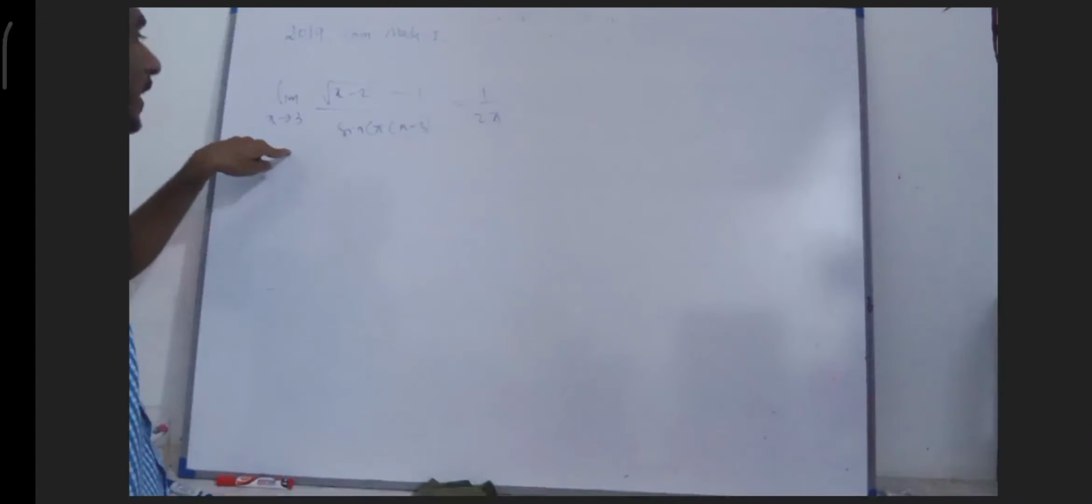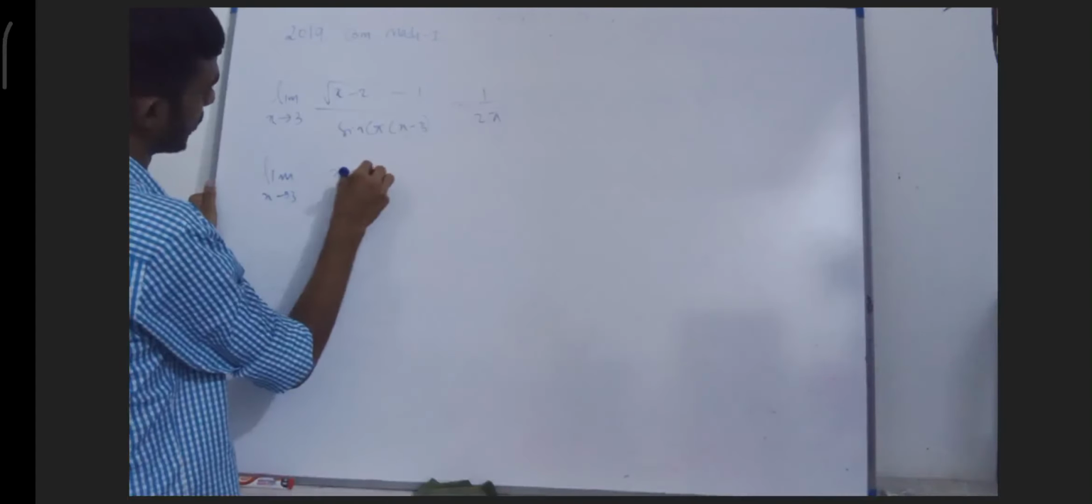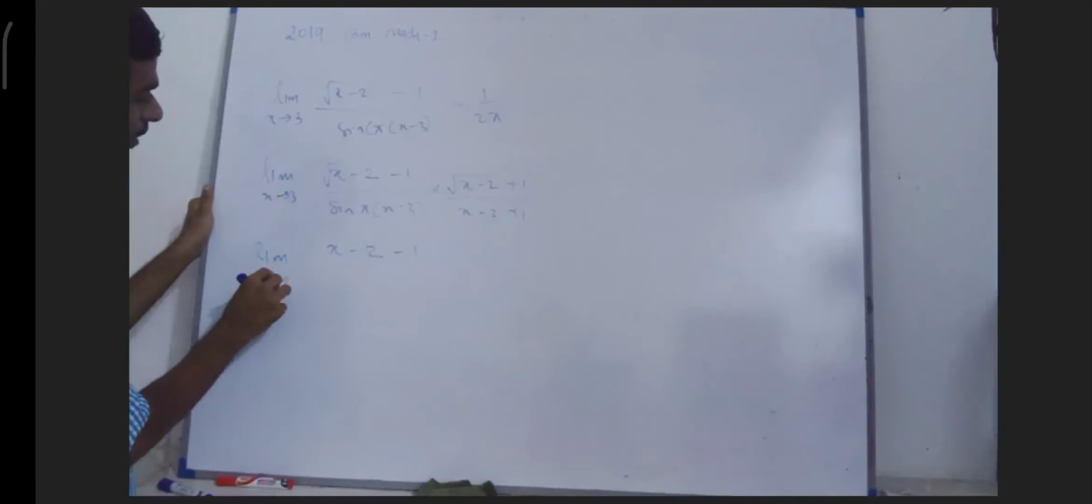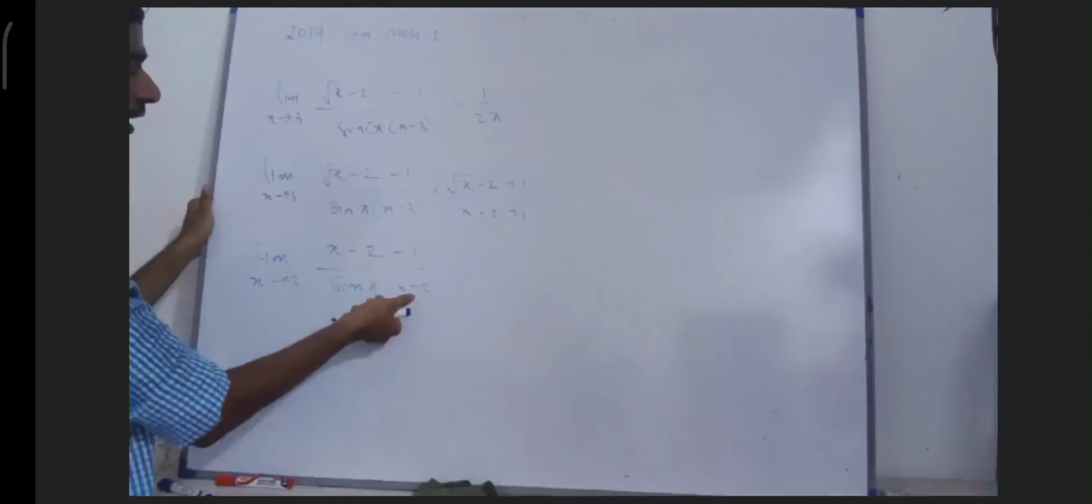So this is very simple. What I have to do is multiply the fraction by its conjugate. So limit x tends to 3, square root of x minus 2 minus 1, and its conjugate is divided by sine pi into x minus 3. So you know everything, right? So this is very simple. Square root of x minus 2 minus 1 plus 1 is the conjugate, so divided by square root of x minus 2 plus 1. So a minus b into a plus b will be the square root of x minus 2 squared minus 1 squared. So limit x tends to 3 divided by sine pi into x minus 3. Right, so again it becomes 0.